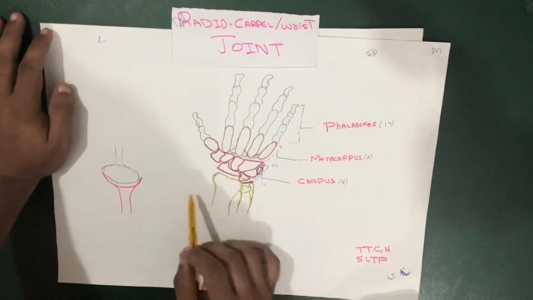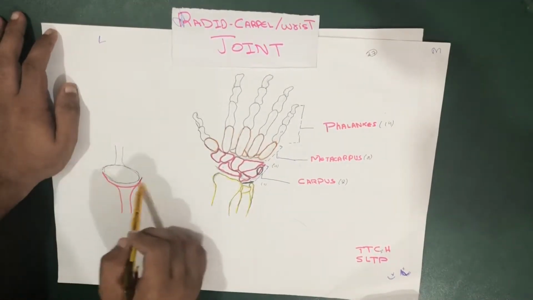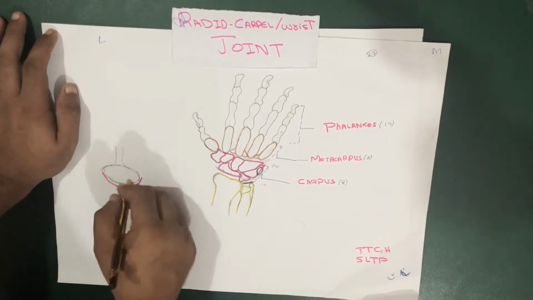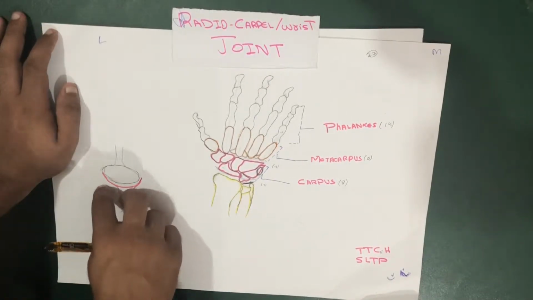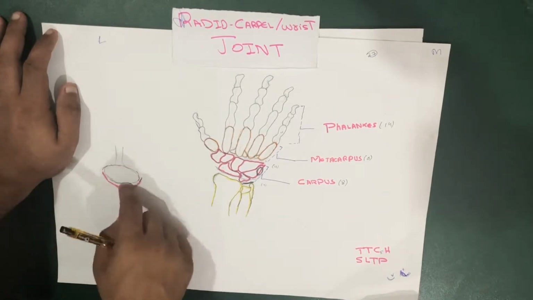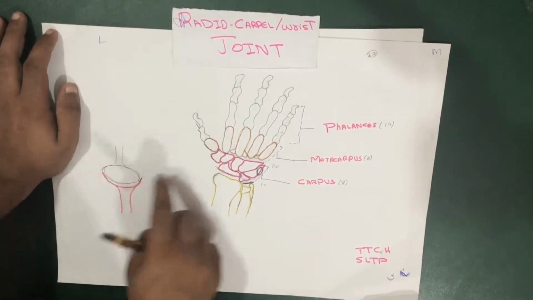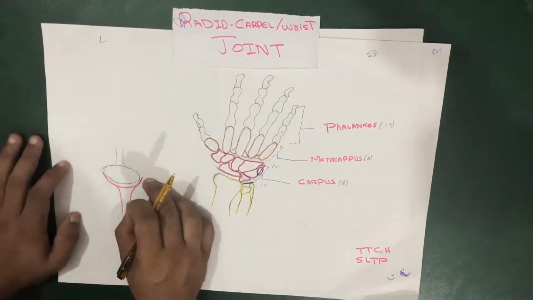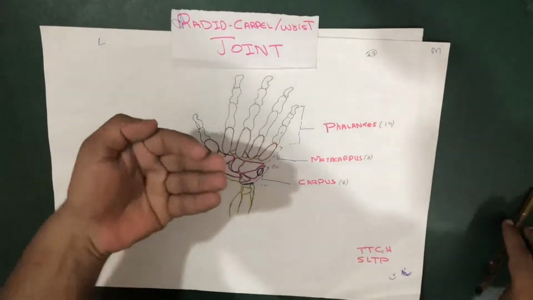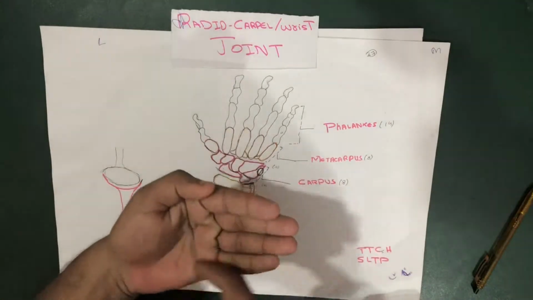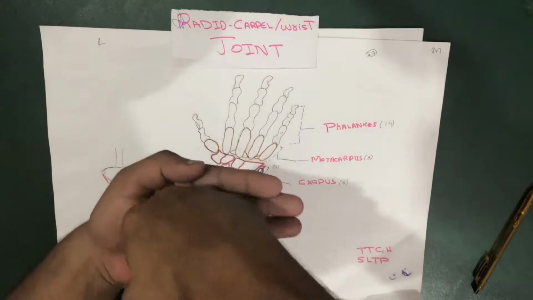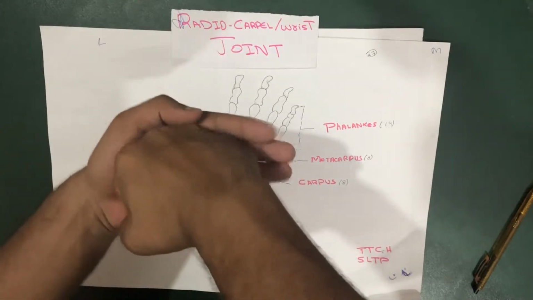So what happens? This ellipsoid concave surface, which is formed by the radius, is adopted by the distal convex surface of these bones together. So they actually form the wrist joint. If you picture this with my hand, this is formed by the radius, and if you fit the other bones into it, they all together form the wrist joint.